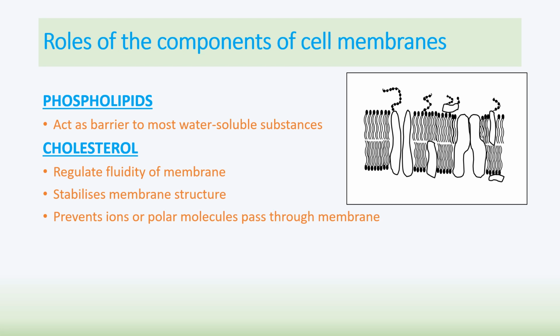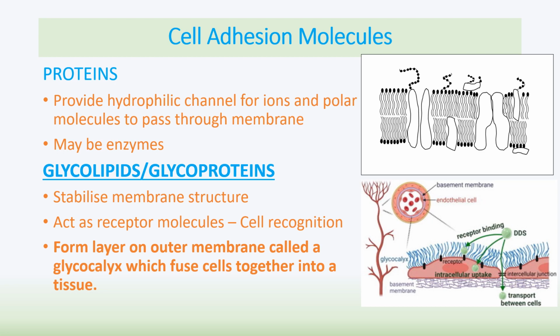So let's have a look at some of the roles of these key things. First of all, the phospholipids act as a barrier to most water soluble substances due to the fact that we have this hydrophobic layer on the inside, or the tail of both sides is hydrophobic, so water cannot freely pass through the molecule. We have cholesterol, as I said, which is a 4-ringed carbon structure, and it regulates the fluidity of the membrane. It does this by allowing more gaps between the phospholipids. It stabilizes the membrane though by keeping them stuck together, and it can prevent ions and polar molecules from passing through the membrane. Proteins provide hydrophilic channel proteins for ions and polar molecules to pass through.